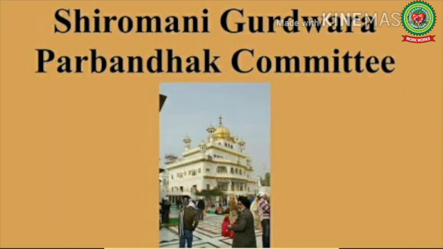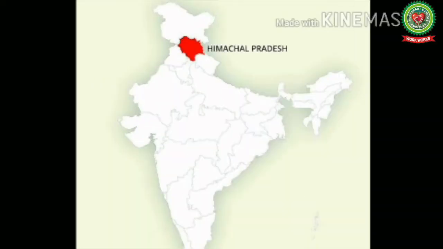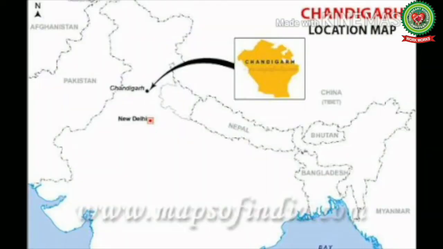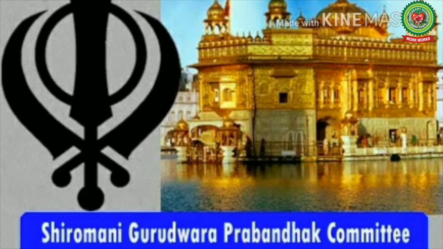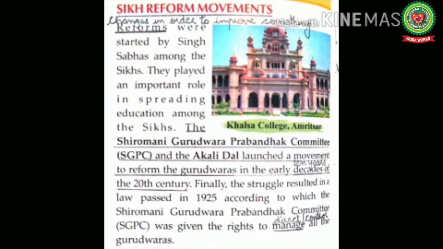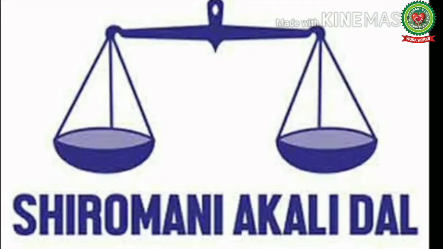The Shiromani Gurdwara Prabandhak Committee or SGPC is an organization in India responsible for the management of Gurdwaras, Sikh places of worship, in three states of Punjab, Haryana, and Himachal Pradesh, and the Union Territory of Chandigarh. SGPC also administers Darbar Sahib in Amritsar, whereas the Shiromani Akali Dal is a centre-right Sikh-centric state political party in Punjab, India. The party is the second oldest in India after Congress, being founded in 1920.